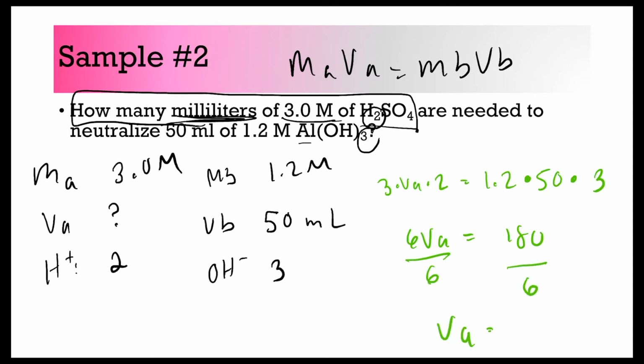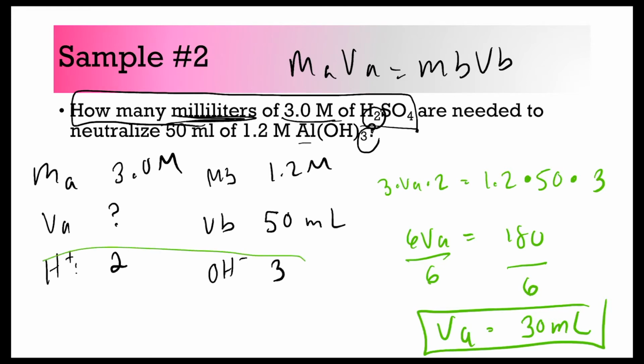The volume of your acid is equal to 30 milliliters. Now, if you did not take into account this step with the H's and OH's, your answer will be wrong. So just make sure you do take that extra step.